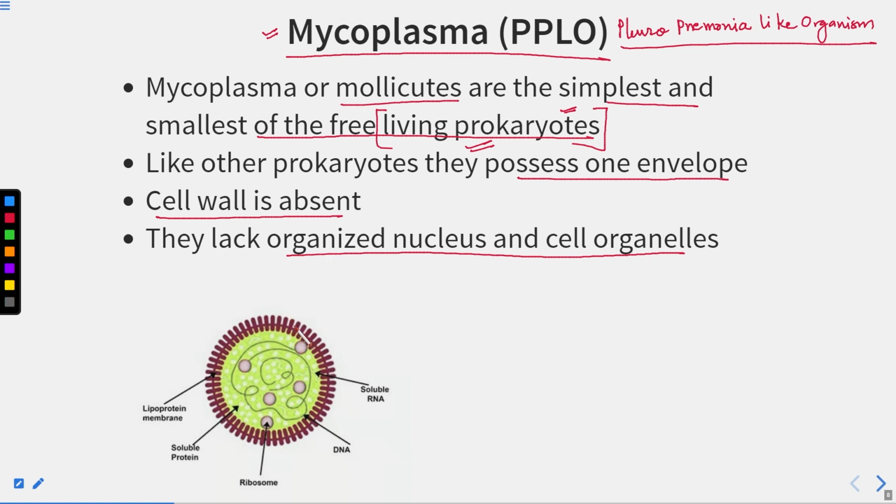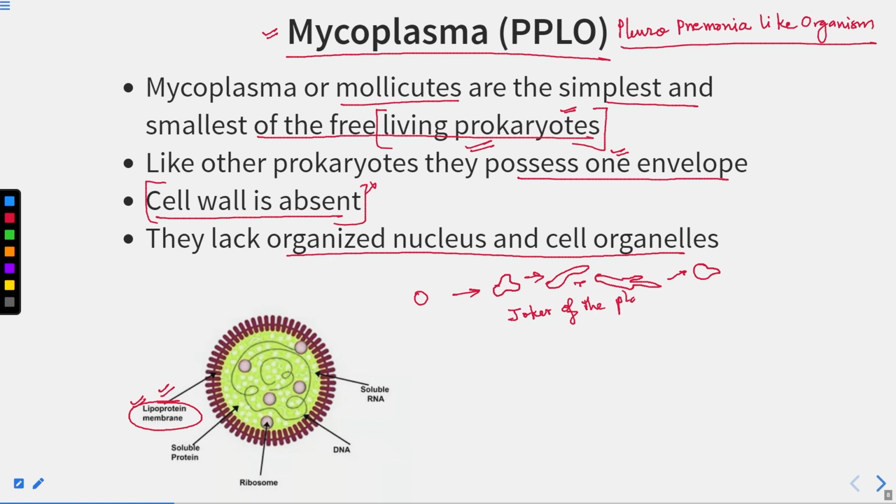So here if you see, a lipoprotein membrane is there because no cell wall is there. The cell wall is totally absent, right? So their envelope is made up of this lipoprotein membrane. And this is one of the peculiarities of mycoplasma, that it can change its shape. It can change its shape like this when it is moving, right? Like this. It can change its shape, and that is why it is also called the joker of the plant kingdom.